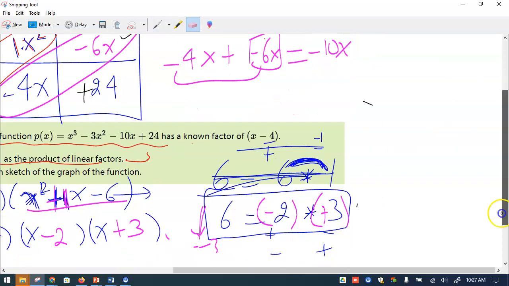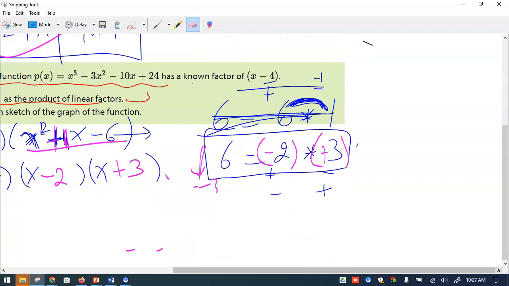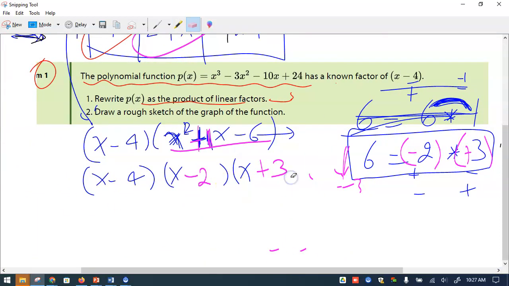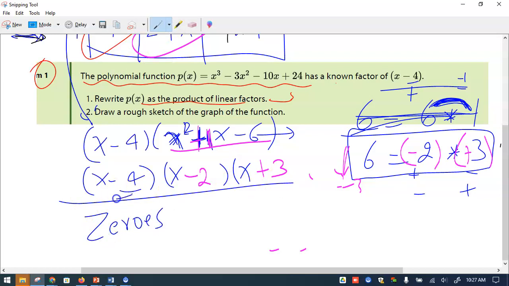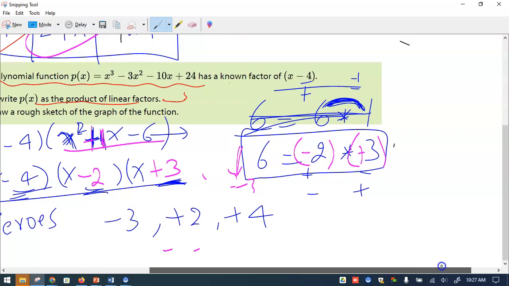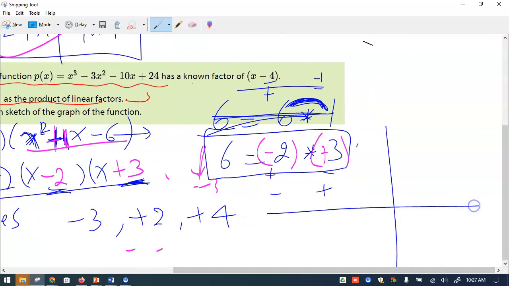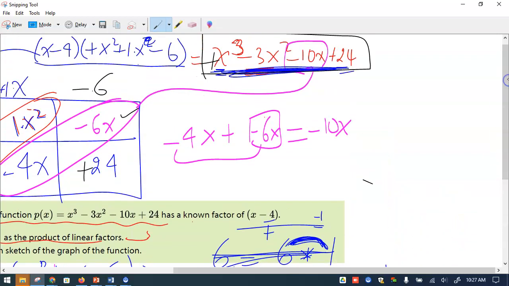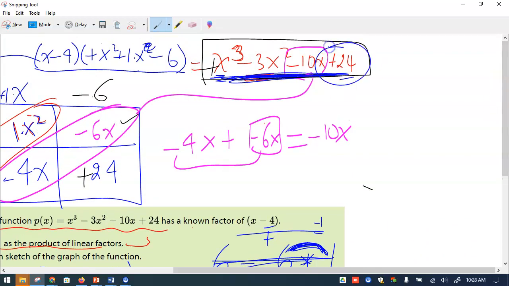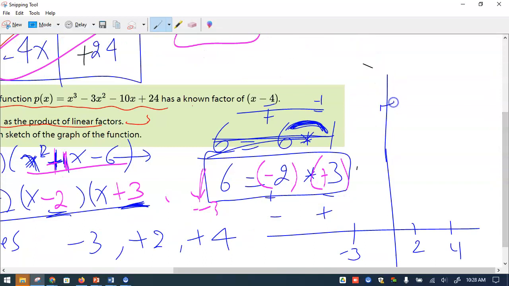So what are the zeros? The zeros, or the x-intercepts, are the opposite of my factors. I'll do the plus first, which is minus 3, then this one, which is plus 2, and plus 4. So when I sketch this, this will be minus 3, 2 will be this, 4 will be here, and you can see the number by itself was 24. Somewhere up here will be 24 maybe.